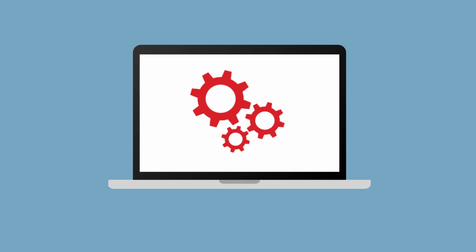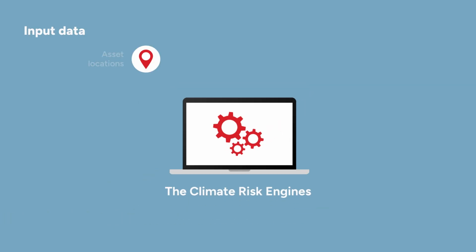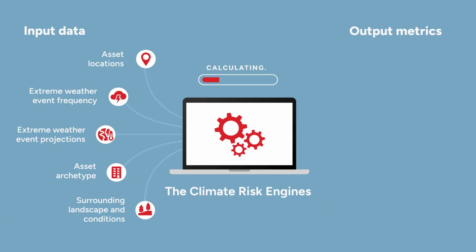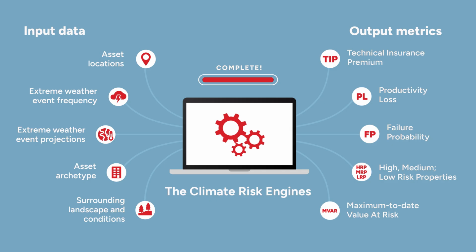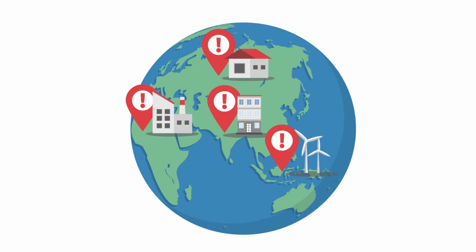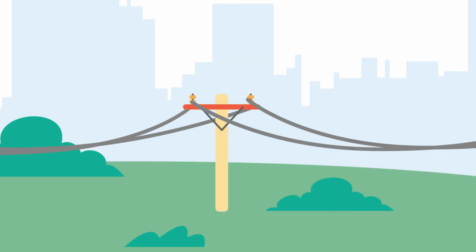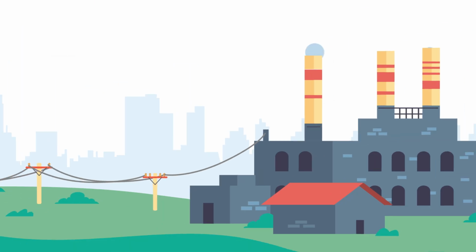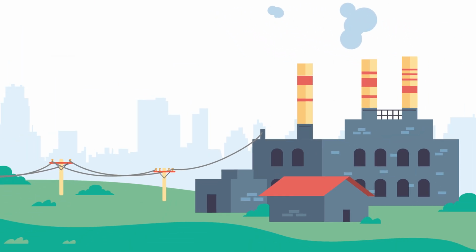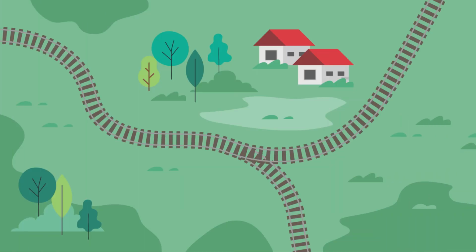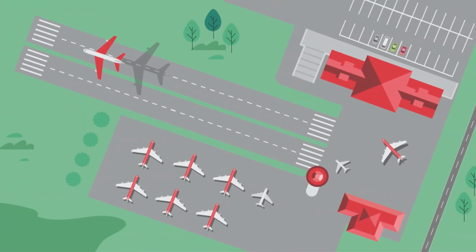For over a decade, XDI has been building the climate risk engines, our award-winning computational engine that gathers and analyzes data from thousands of sources to assess the physical climate risk to any type of built asset located anywhere in the world. An asset can be as small as a single power pole, or as large and complex as a manufacturing facility. It can be long and linear, like a train line, or spread out over a large area, like an airport.